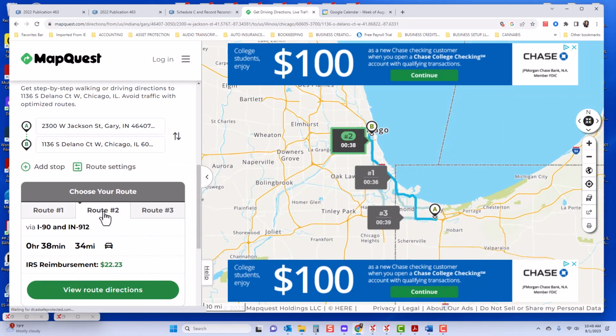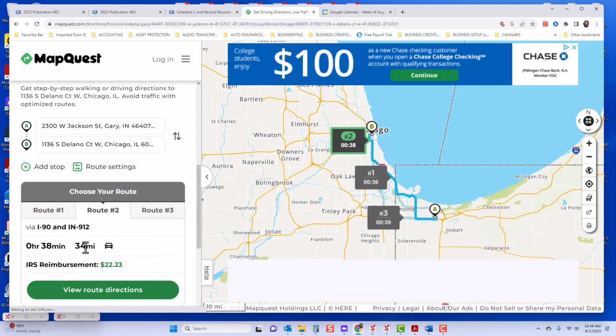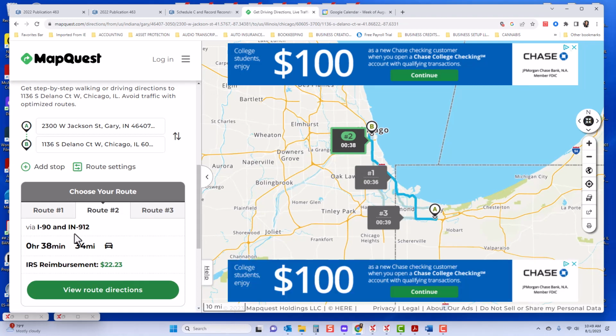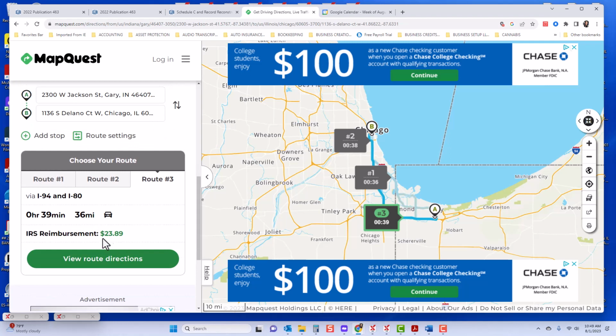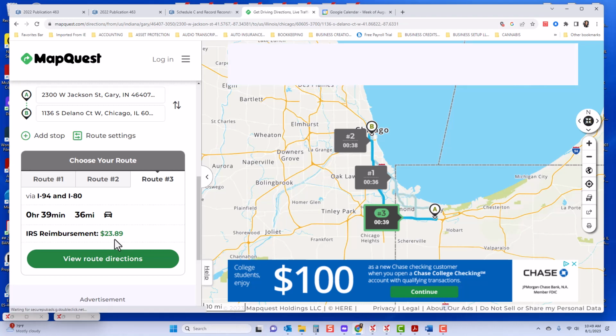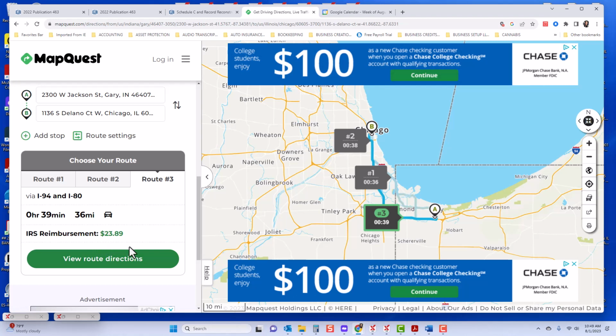If I take I 90, if I take Route 2, which usually I would, I 90 into 912, that's 34 miles. And then Route 3 gives me 36 miles. Now, MapQuest now has this what the IRS reimbursement is of $23.89. And this can be deceiving because they're not going to give you $23.89 in cash.